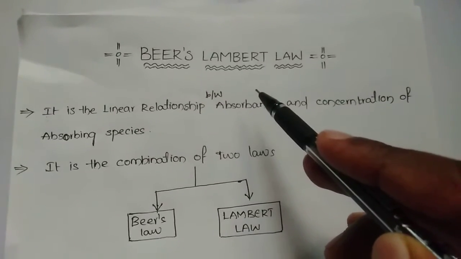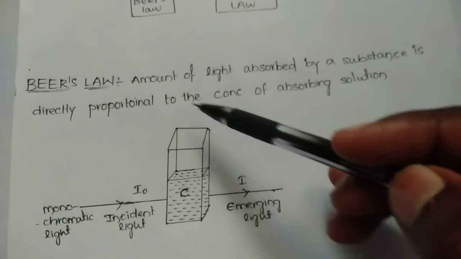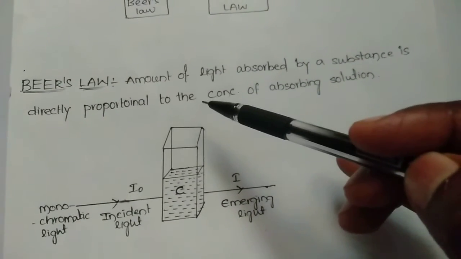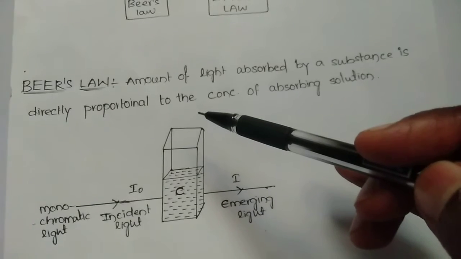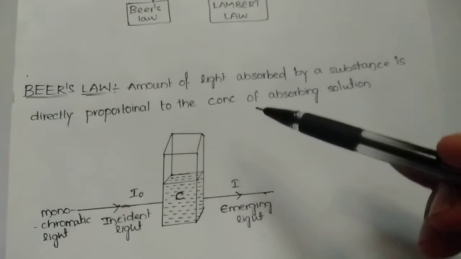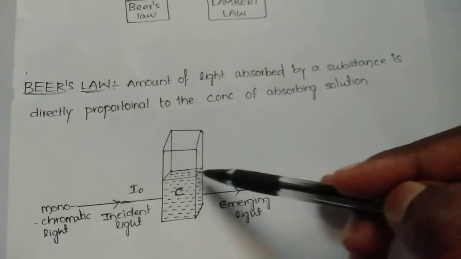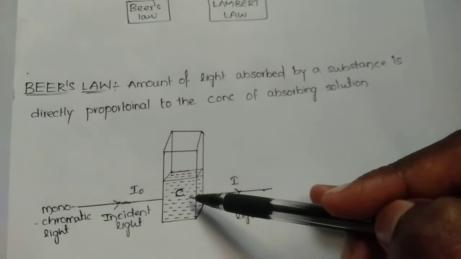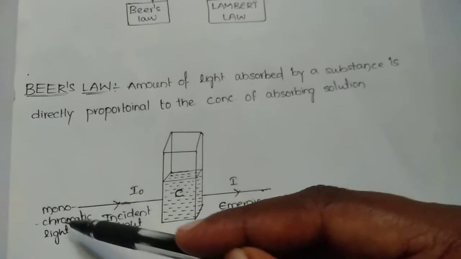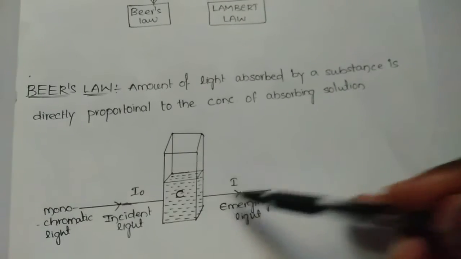Okay, now we can see briefly about Beer-Lambert's law. First of all, Beer's law. Beer's law states that the amount of light absorbed by a substance is directly proportional to the concentration of the absorbing solution. In this diagram, this is the sample, the solution. C is the concentration of the solution, I naught is the incident monochromatic light on the solution, and I is the emerging light.